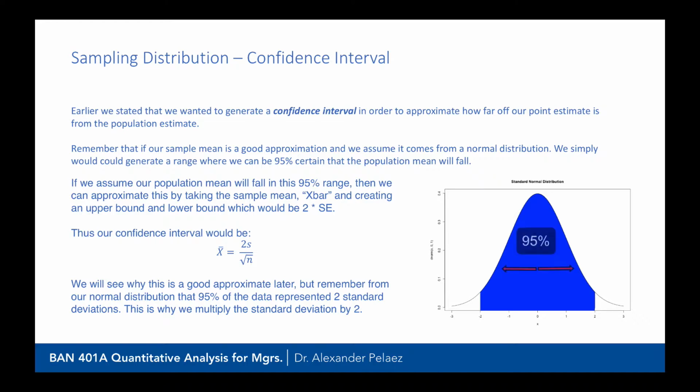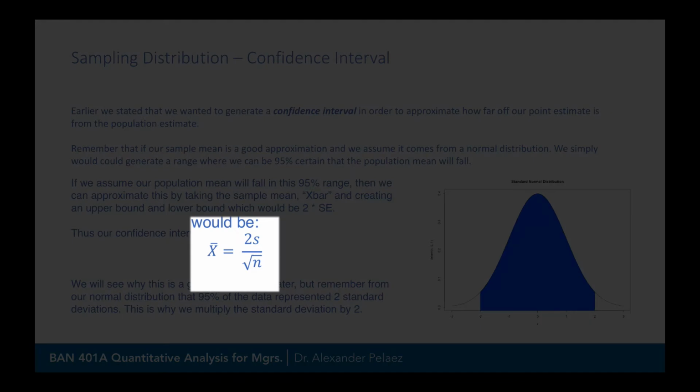As we can see in this chart on the right, here's our normal distribution. And recall that we had 2 standard deviations to the left and to the right of the mean, which in this case is 0, because this is a standard normal distribution. We remember that 95% of the data will fall in this blue shaded region. So because it's normally distributed, we know that we can create an upper bound and a lower bound using this concept. So if that's the case, then our confidence interval would be given by 2 times s divided by the square root of n.